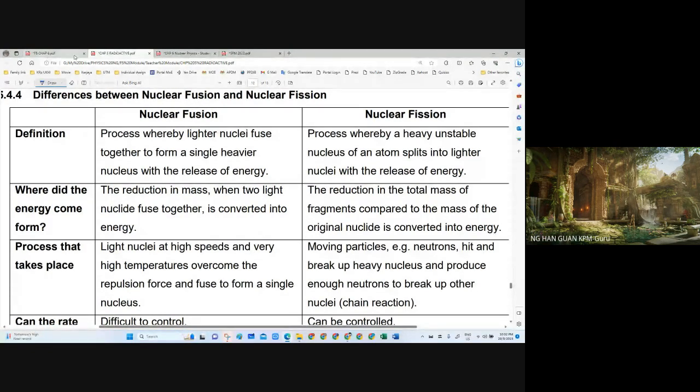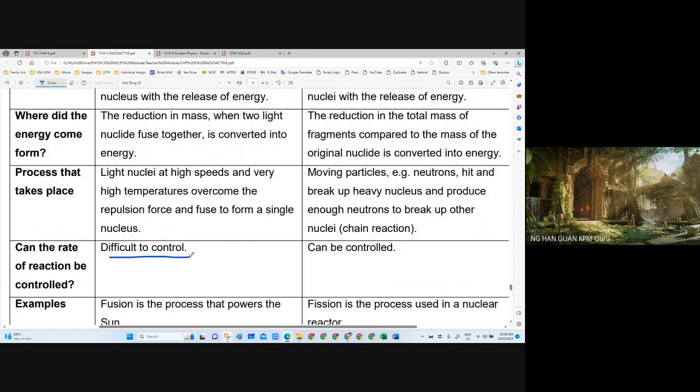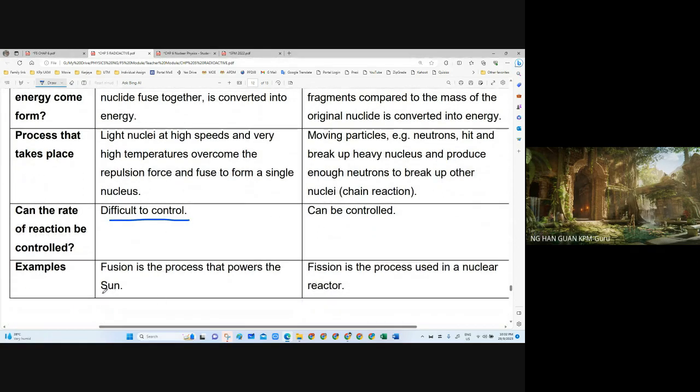Remember which one is able to release more energy: nuclear fusion. But our technology is still not able to make it a reality. We cannot invent a machine to do this nuclear fusion. Currently, we can only say that it's difficult to control. Actually, we are still unable to control it. It only happens in the sun, the process that powers the sun.